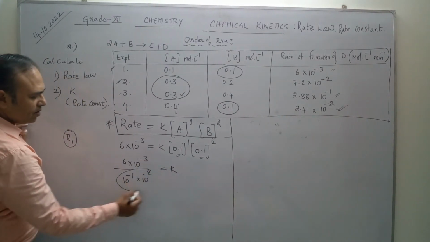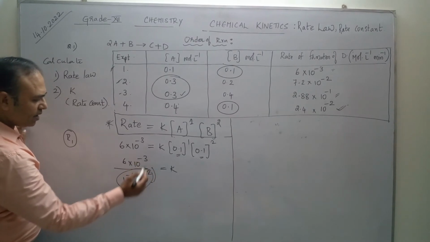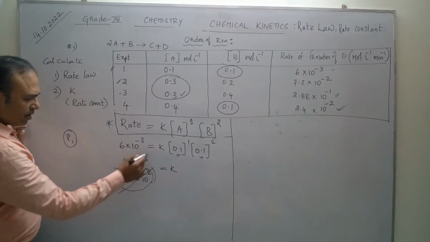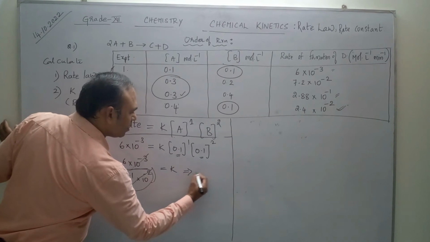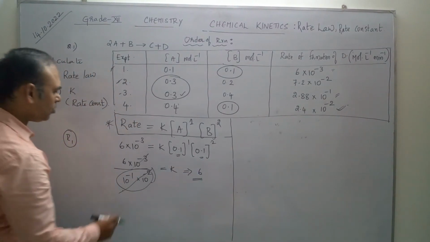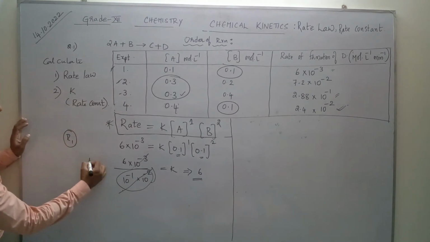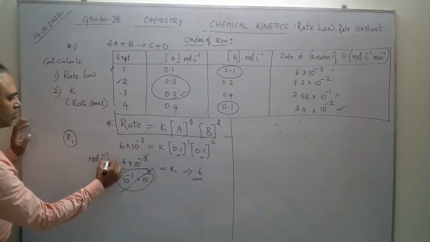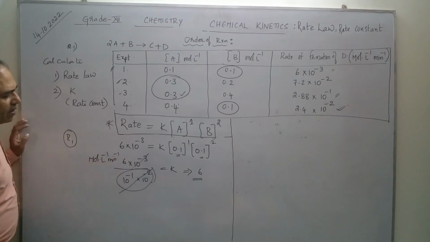So send this denominator to numerator, minus 3. So you can cancel here itself. So therefore k is 6. So what about the unit here? So let us write the unit. The rate is nothing but mole into L minus 1 into minute minus 1.